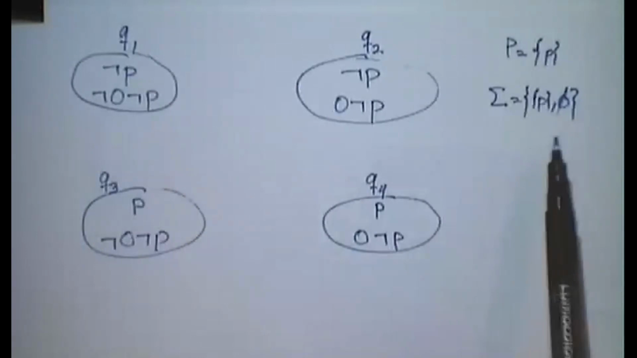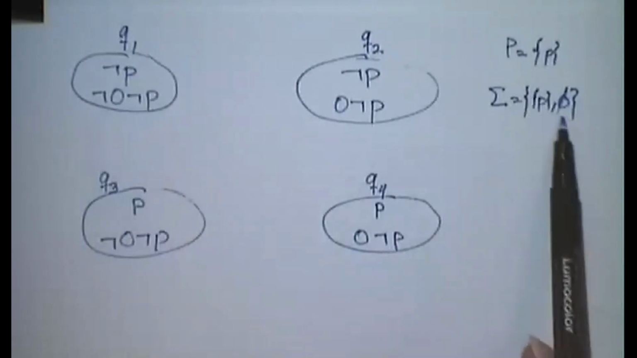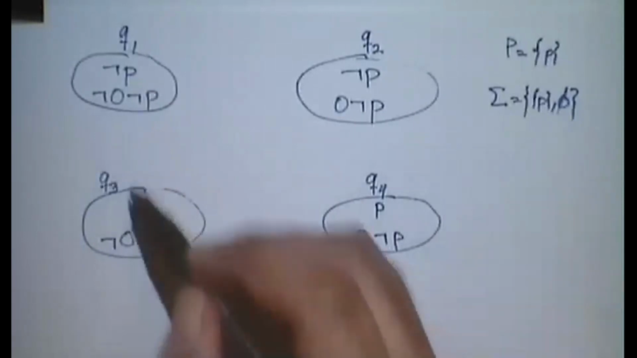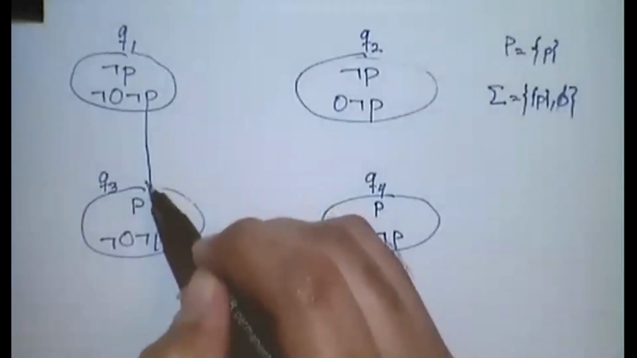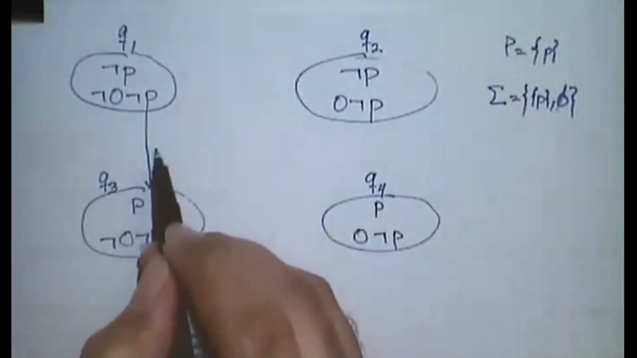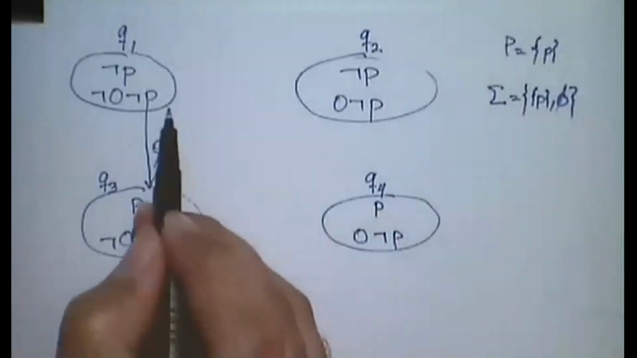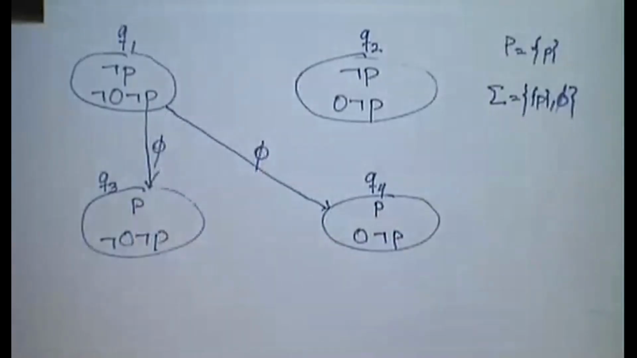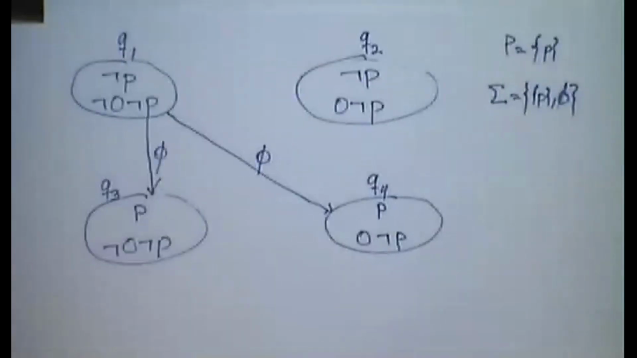And we already talked about the fact that I can't move with P, so I can only move with the letter that is the empty set. So I can go from Q1 to Q3 with the empty set. And I can also go from Q1 to Q4 with the empty set. And these are the only transitions in my automaton from Q1.